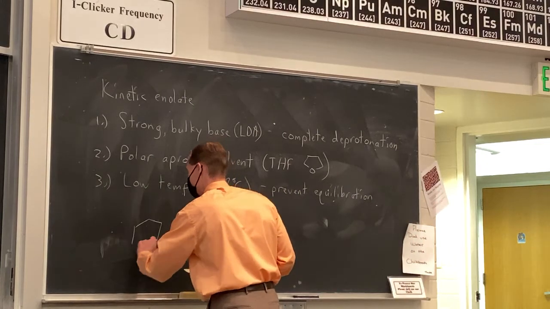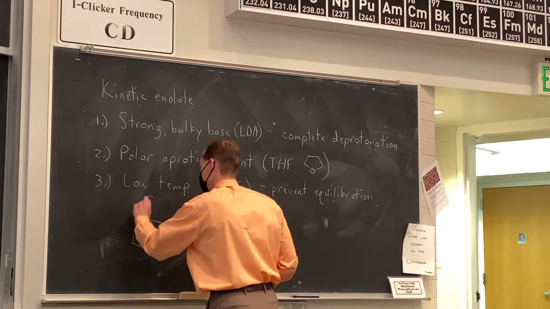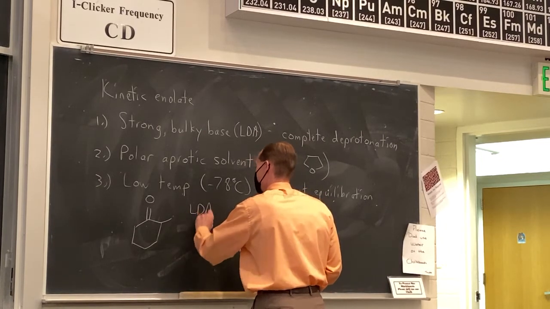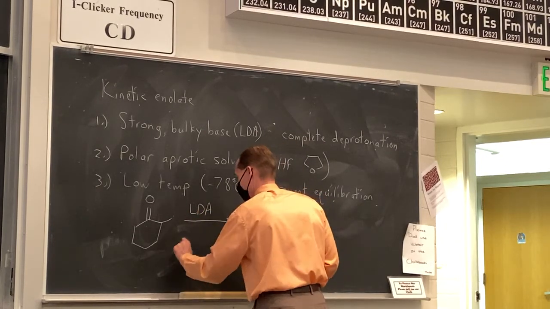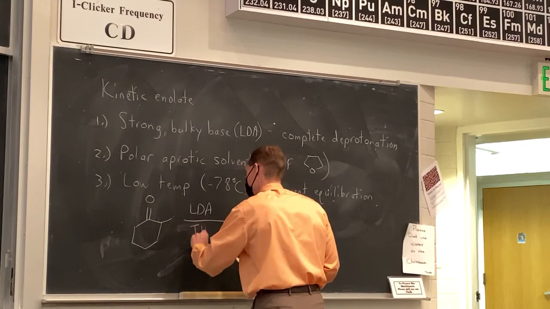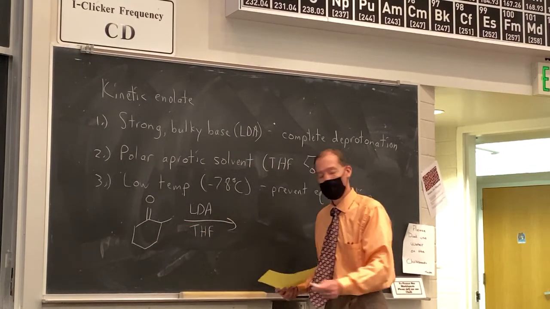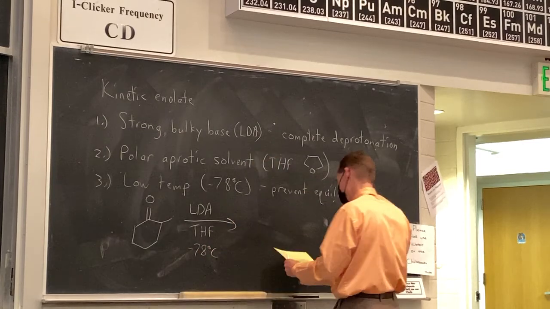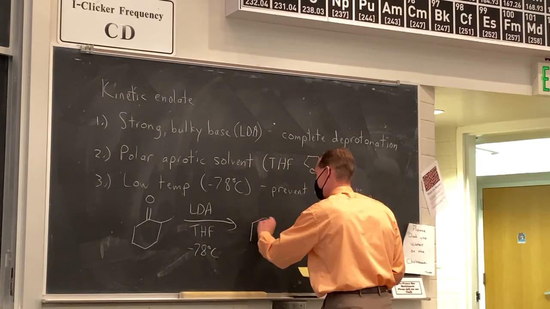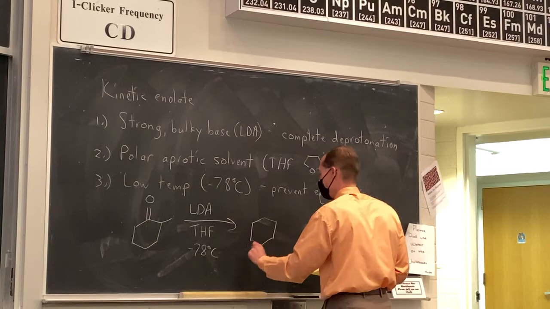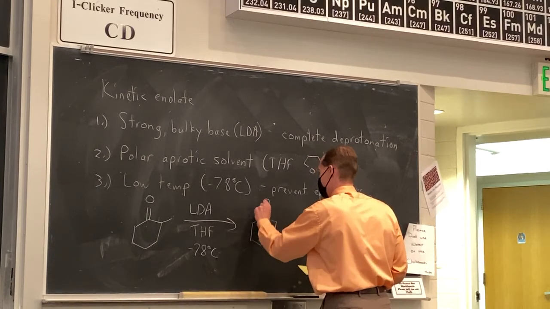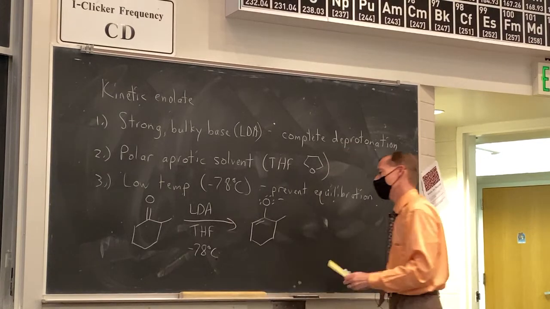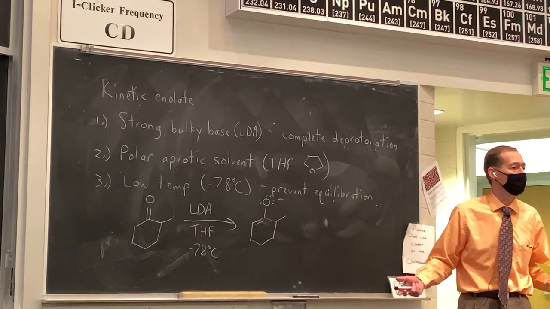So if we put all that together, we could take our 2-methyl cyclohexanone, treat it with LDA, lithium diisopropylamide, using THF as our solvent, running the reaction at minus 78 degrees. And what we will generate is our kinetic or less substituted enolate. Okay?